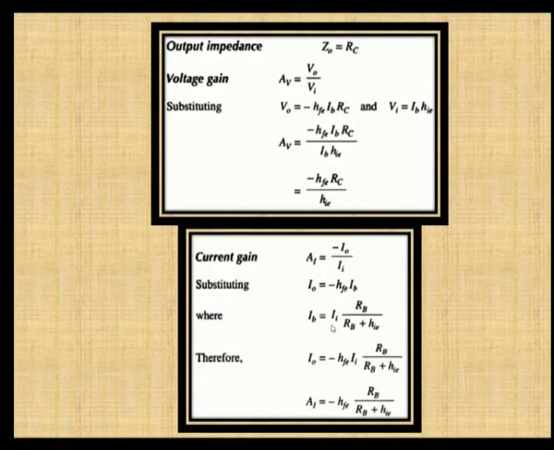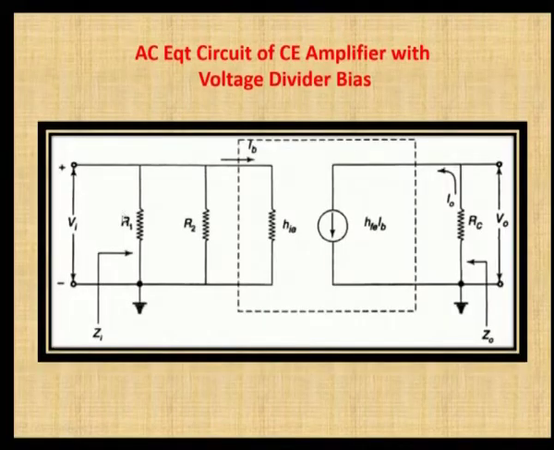II is the source current, that is the current from the input side of the port. So, IB is II RB divided by the total resistance RB plus HIE, and if you substitute this value instead of IB in I0, you will get the current amplification factor I0 by II as minus HFE RB by RB plus HIE. This is the final equation for the current gain or current amplification factor.